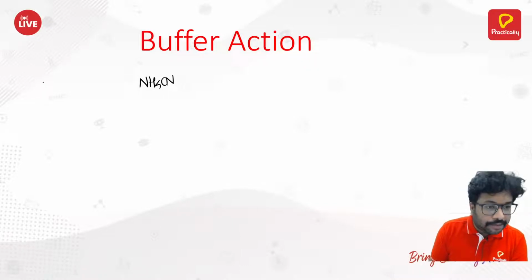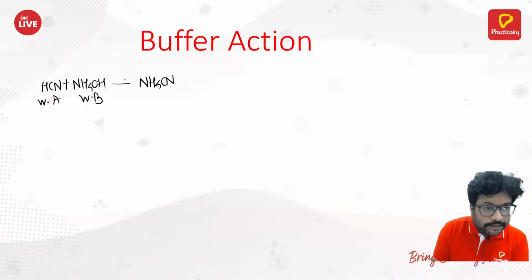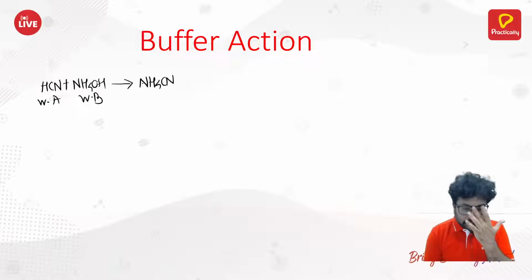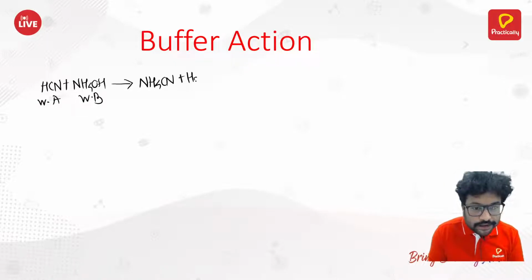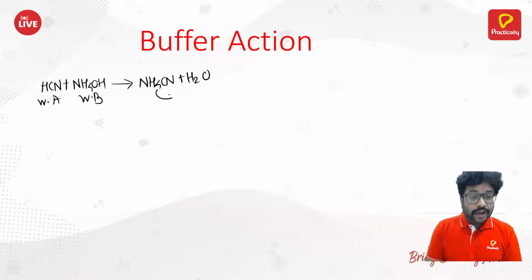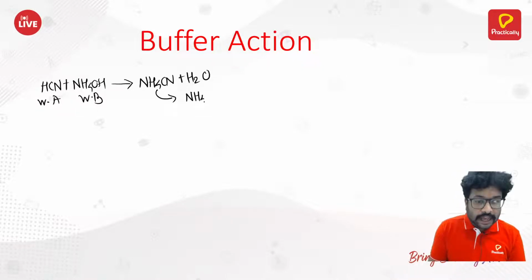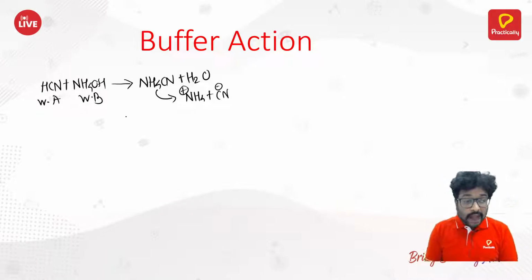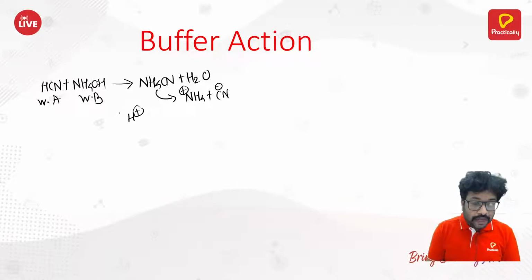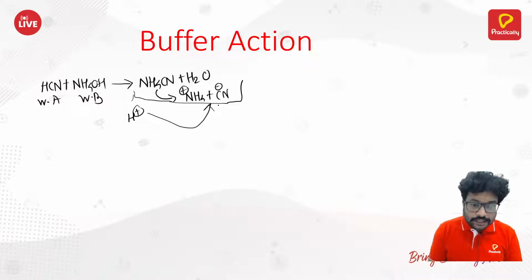NH4CN must have been made from HCN plus NH4OH. So it's a weak acid, weak base. It must have given you NH4CN plus water, right? Now your NH4CN would be dissociated as NH4 plus and CN minus, right? Now if you add H plus ion into this system from the outside, it would give you HCN.